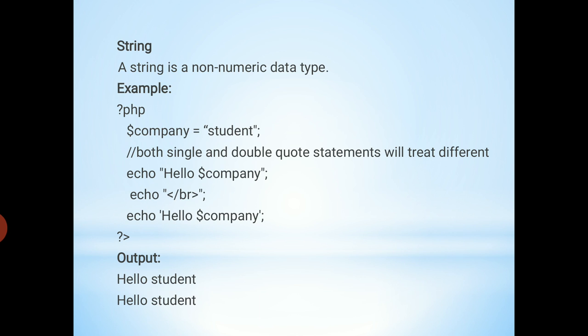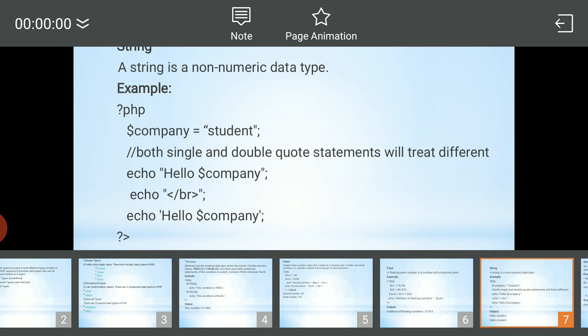The script declares the variable $company is equal to, assign the value student in double quotes, semicolon, completed. Echo double quote hello $company and script is completed. Then output will be displayed as hello student.